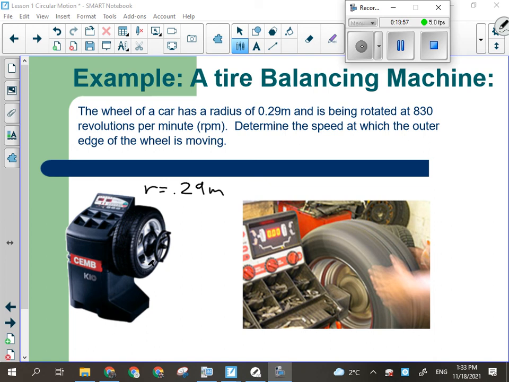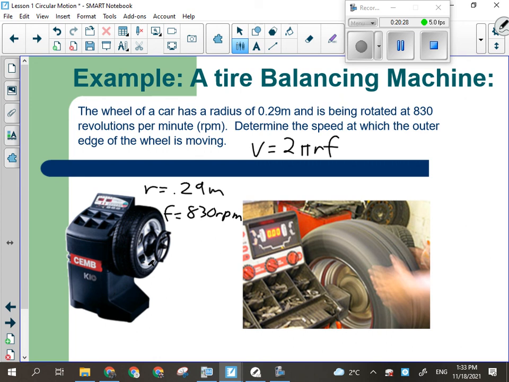All right, we want to determine the speed, so we've got 830 RPM, revolutions per minute. We want to determine the speed at which the outer edge of the wheel is moving. We know this is our formula: v equals 2 pi r times f. Now, if I use the numbers I'm given, I'm going to get meters per minute. Is that a usual unit for speed that we use?